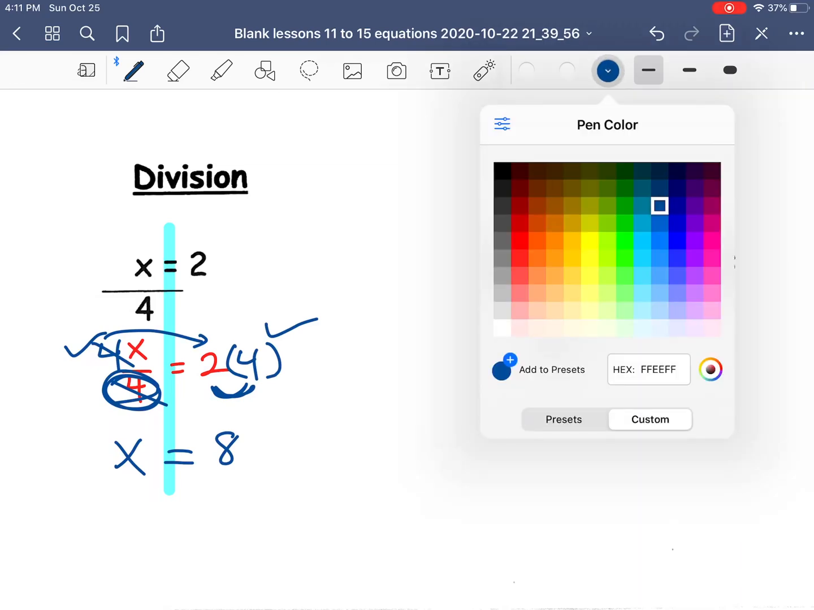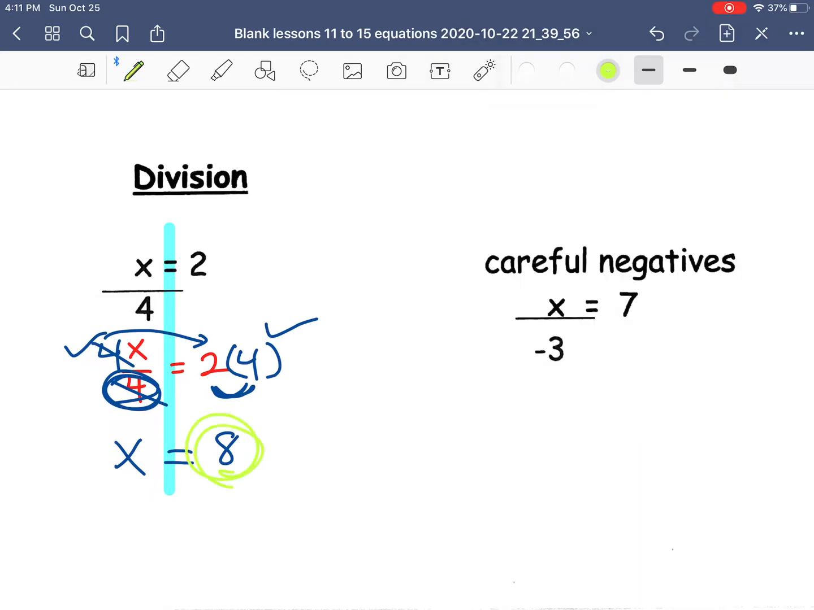You can always go back and check your work. You can always take that 8, go back and plug it in. 8 divided by 4 is 2. It works, it's perfect. Same idea on this side.